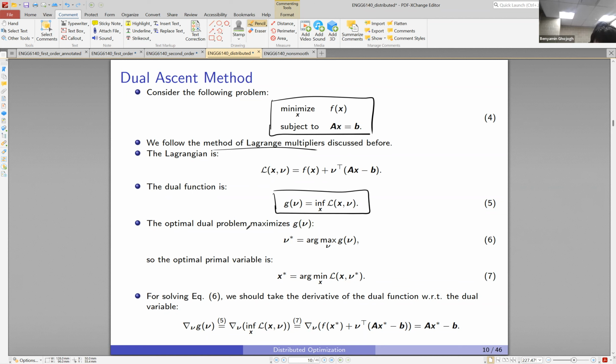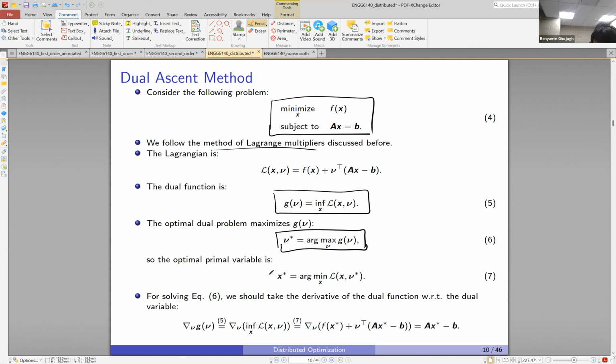The optimal dual problem maximizes this. This is a dual optimization problem. Do you remember? It maximizes g(nu) with respect to nu. If it were lambda, lambda would have to be greater than or equal to 0. However, it's nu, so we don't care. We don't have a constraint for that. Nu star is the argmax of g(nu) with respect to nu.